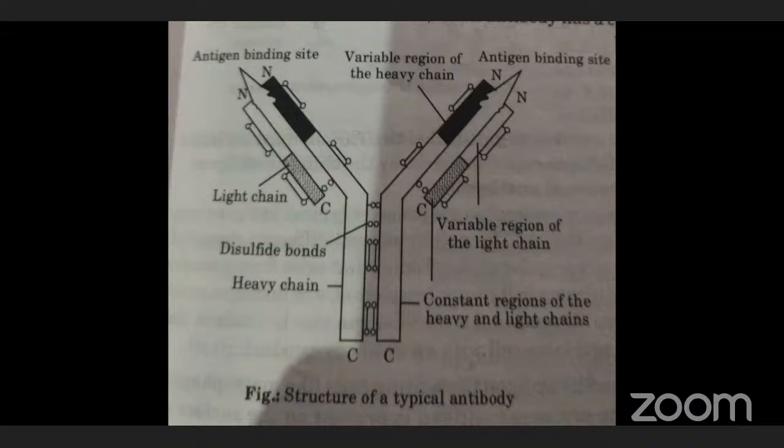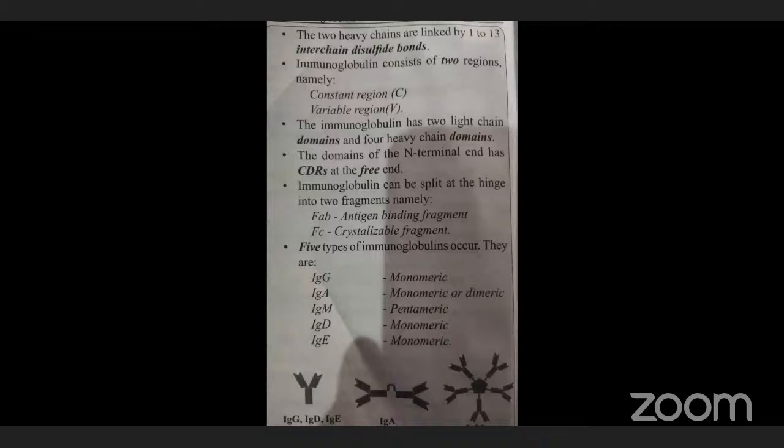Next, immunoglobulins are immunological missiles produced by the body which kill the pathogens.